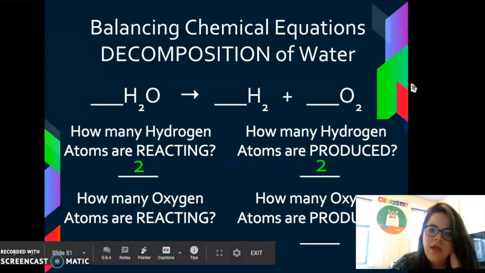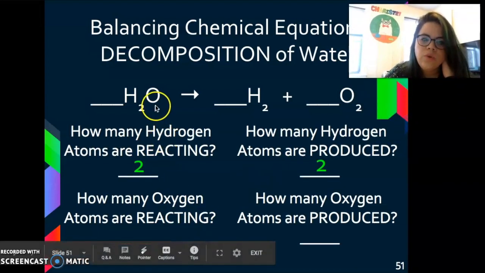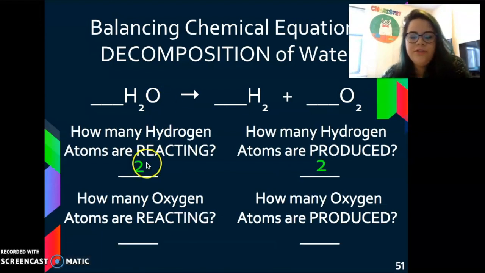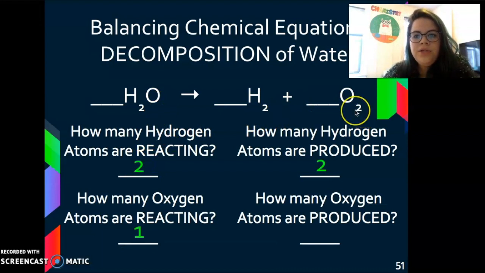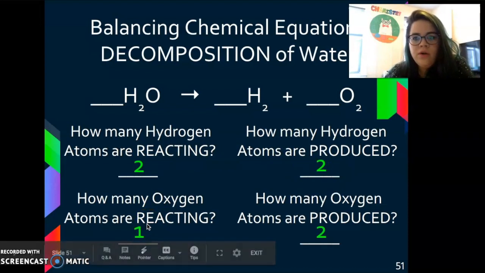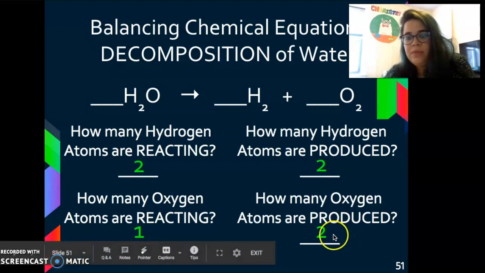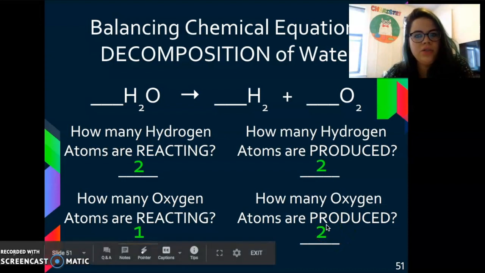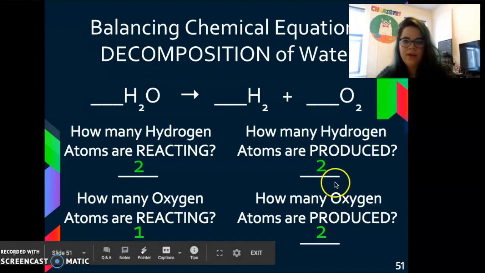We have 1 oxygen at the beginning because water is 2 hydrogens and 1 oxygen. And at the end here, we have 2 oxygens because oxygen is diatomic. Now, here's the issue. 1 oxygen at the beginning, 2 oxygens at the end. And where did this other oxygen come from? The answer is it didn't just appear. We're not showing the actual ratios that are occurring in this reaction. So what we're going to do is we're going to balance this.